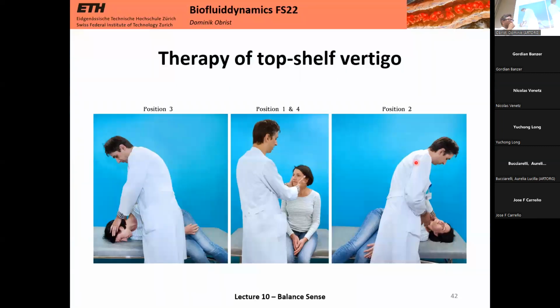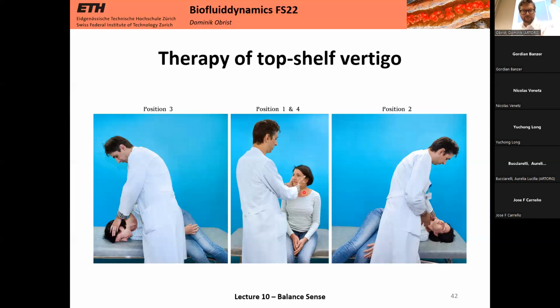Now, let's look at the therapy. This is a typical maneuver that is being done to get rid of particles in one of these canals. Position one is called the Semont maneuver. So position one is here. When the patient sits on the bed, they tilt the head to perfectly align this canal with the plane of motion.